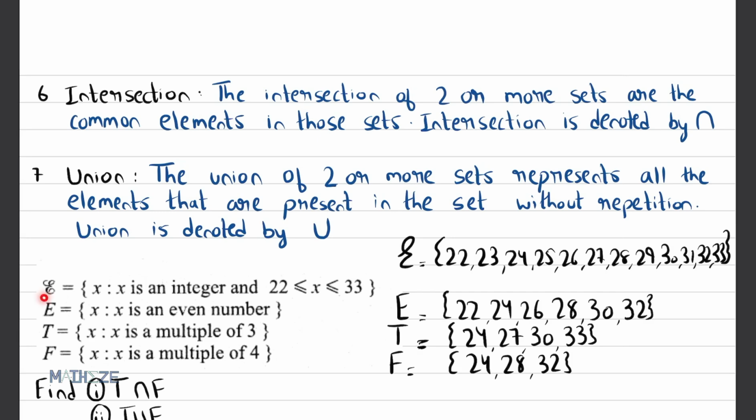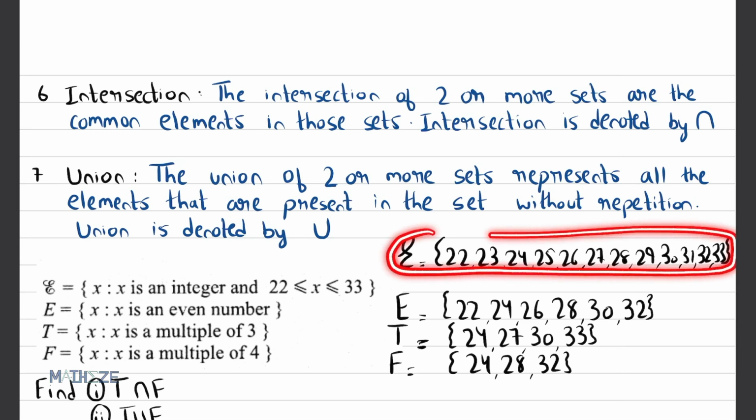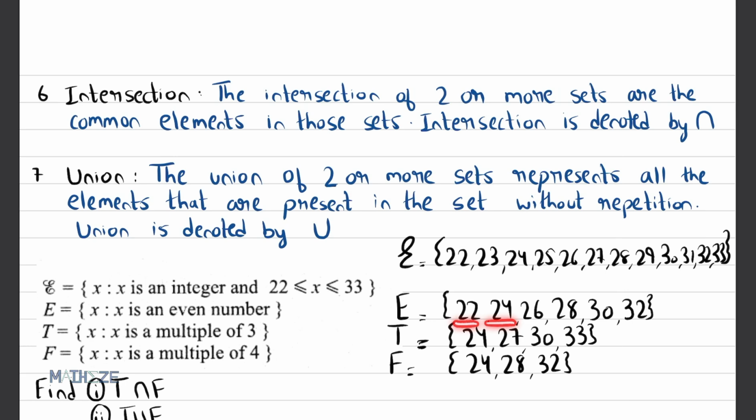So guys, in this question, universal set is between 22 till 33, which I wrote here. Got this? Set E is an even number. So what are even number present in universal set, guys? It's 22, 24, 26, 28, 30, and 32. Now set T, multiple of 3. So what's multiple of 3? 24, 27, 30, and 33. And set F is a multiple of 4. 24, 28, and 30. I wrote it.